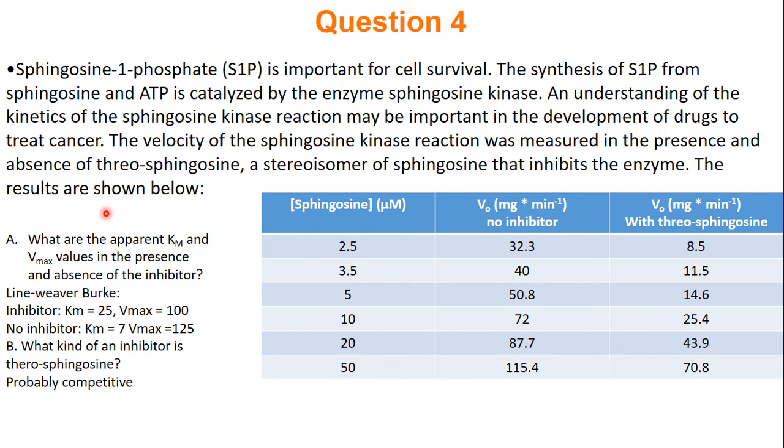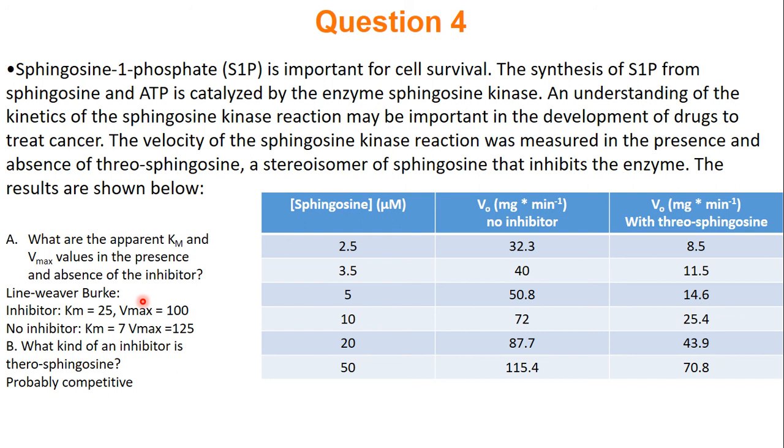All right, so our first question, A, what are the apparent Km and Vmax values in the presence and absence of this inhibitor? So if you did a Lineweaver-Burk, you should find the inhibitor Km is roughly 25, Vmax is 100. No inhibitor Km is 7, Vmax is 125. What type of inhibitor is therosphingosine then? Well, let's take a look. Our Km has increased and our Vmax has decreased.